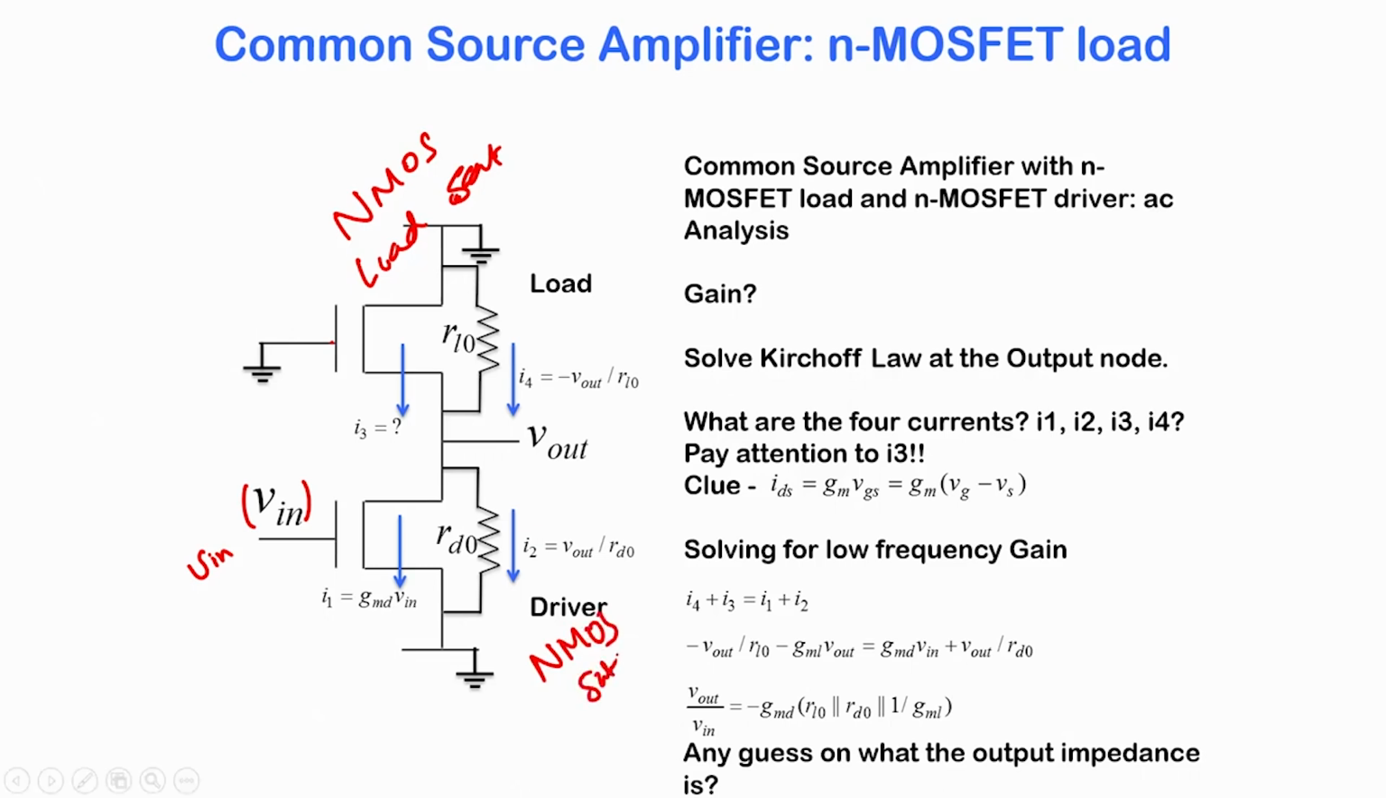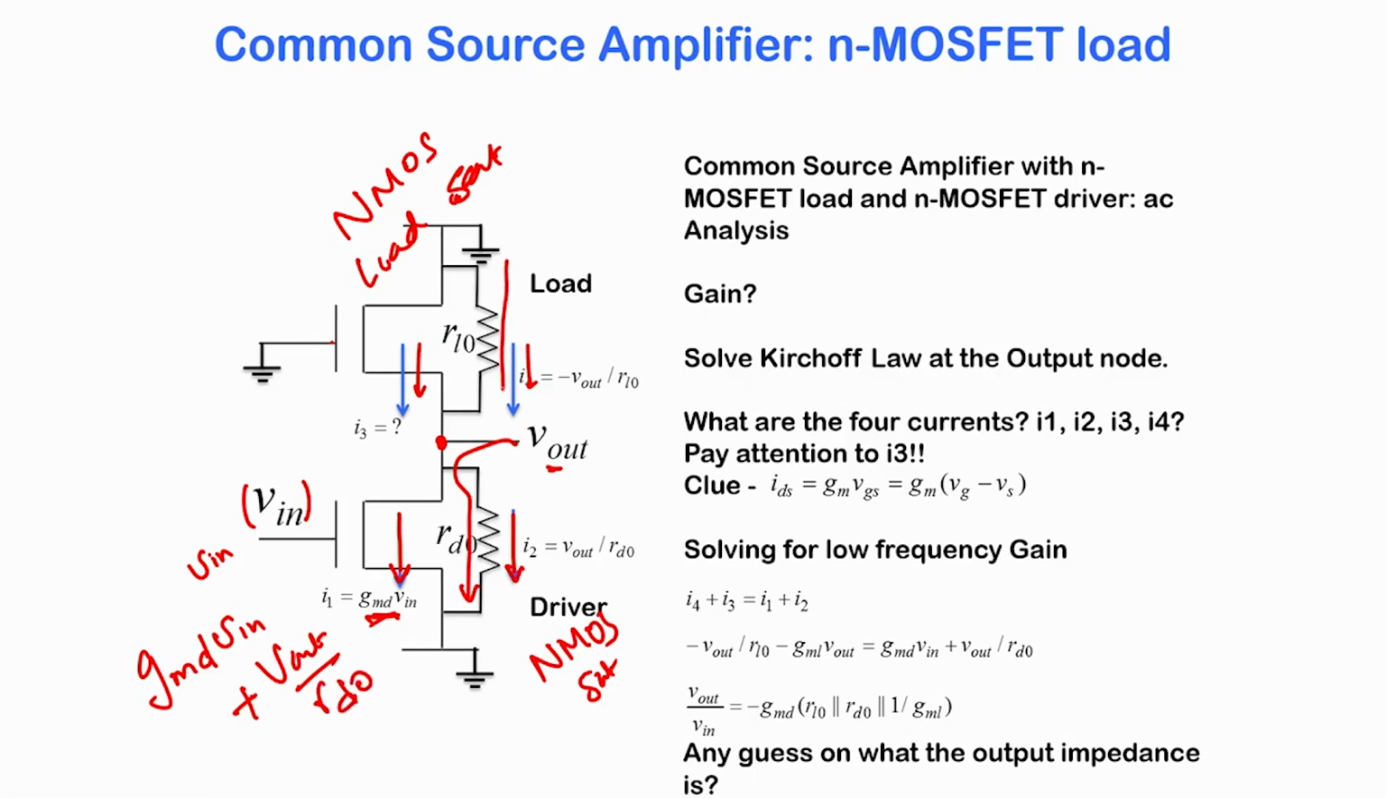So, now again writing Kirchhoff's law here, what are the currents in these 4 nodes? The current through this transistor here is not influenced by V out, because this is representing the ideal MOS, and therefore, this current is simply GM of the driver into V in. What is the current here? The current here is V out by RO. So, that current is V out divided by RO.